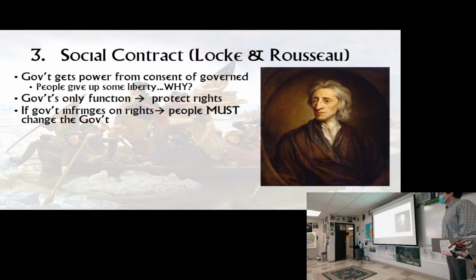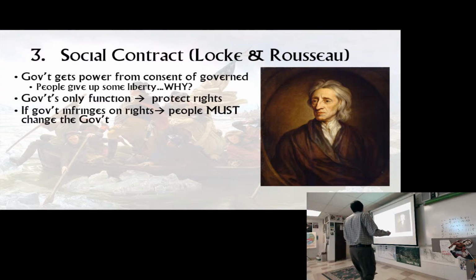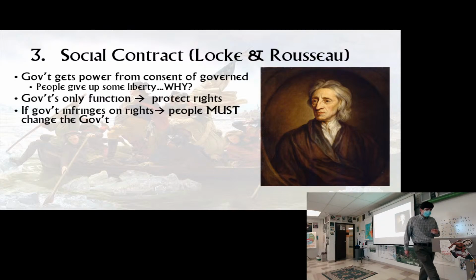But if the government infringes on those rights, the people must change the government. They must change it if it infringes. You notice I didn't put revolt. It could be an election. It could be change the Constitution. It could be a new Constitution. It could be a new form of government. But the people must change it. Pretty radical stuff because the people in charge don't want to change it.